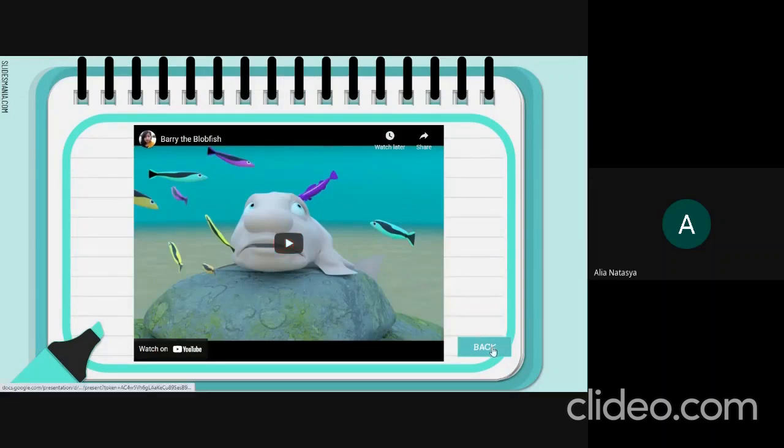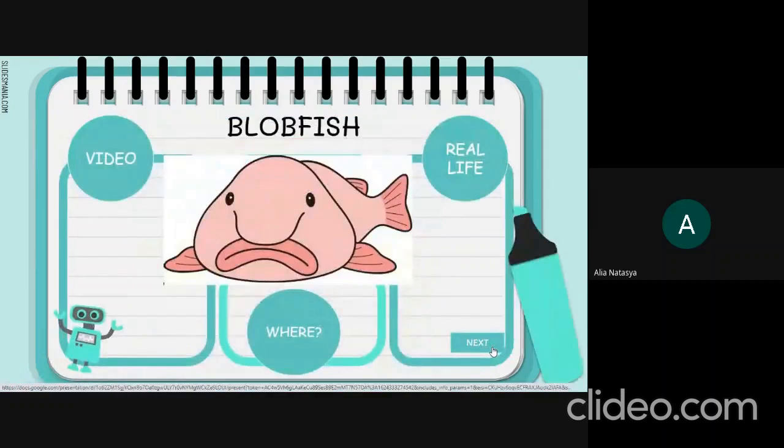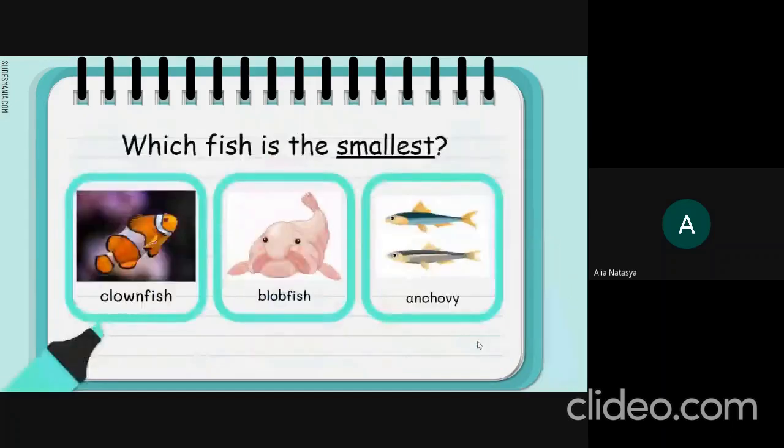Okay, so next, as they have seen and obtained all this information about blobfish, next. Okay, because in Year 5, before this topic, they have already learned about comparative and superlative adjectives. So they have already had the idea about superlative adjectives. So this is just to test them and to gauge them with the lesson.